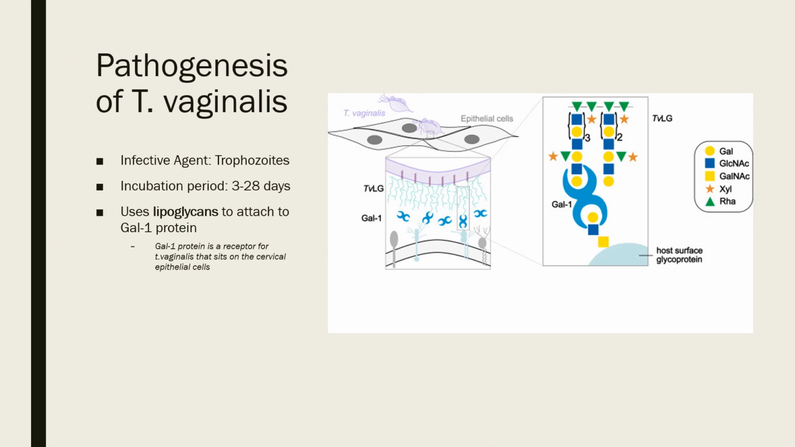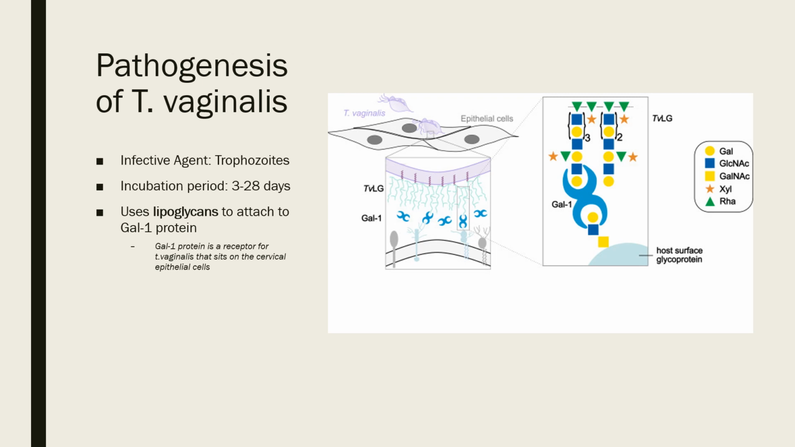So now we're going to move into the pathogenesis. So the infective agent is the trophozoites. The incubation period is a pretty big range. There's not a definite incubation period about it, but they said anywhere between 3 to 28 days. So the use of lipoglycans to attach to the GAL1 protein. So GAL1 protein is a receptor for T. vaginalis that sits on the cervical epithelial cells.